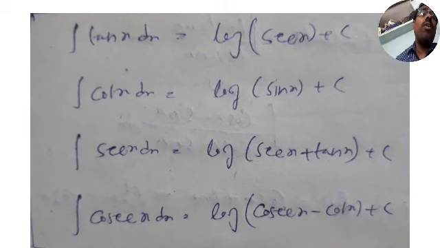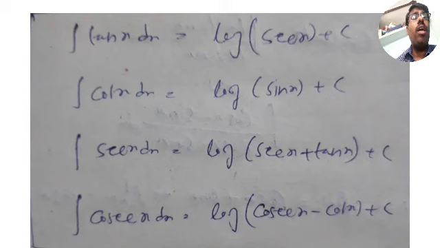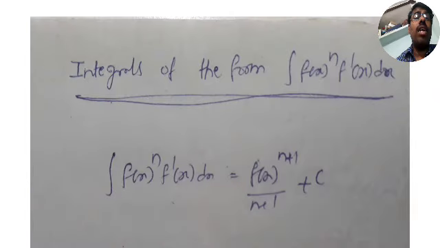And the new formulas I introduced yesterday were: integration of f of x whole power n into f dash x dx is f of x whole power n plus 1 by n plus 1 plus c. That is, integration of a function power n into its derivative is function power n plus 1 by n plus 1 plus c. Are you getting?